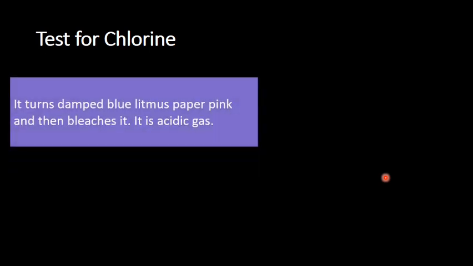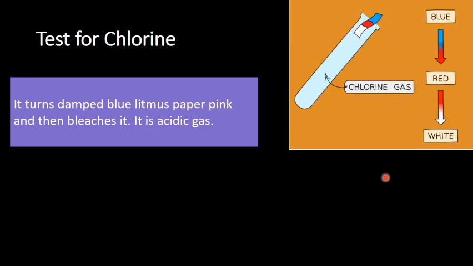Okay, so now let's talk about the test for chlorine. When you take a blue litmus paper, I believe you know what a blue litmus paper is, and insert it in the unknown sample or unknown gas, if the gas is chlorine, it's going to turn the blue litmus paper pink, and after that it's going to bleach it. That is, it's going to change to white. So we suspect that the gas is acidic in nature, since the gas reacting with the litmus paper is acidic.